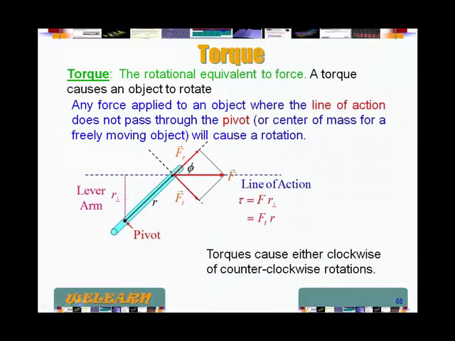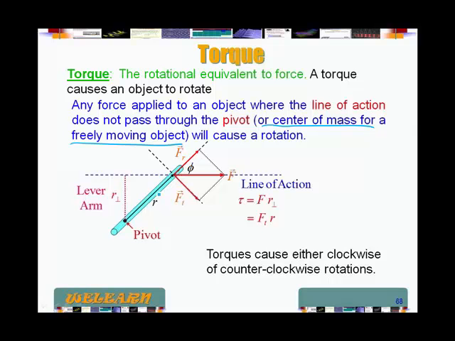Summary: torque is the rotational equivalent of a force. It is what causes an object to rotate. Any force applied to an object where the line of action does not pass through the pivot will result in rotation. If we don't have a pivot, the object is going to rotate about its center of mass. Then the center of mass would take the role of the pivot if the object is freely moving.